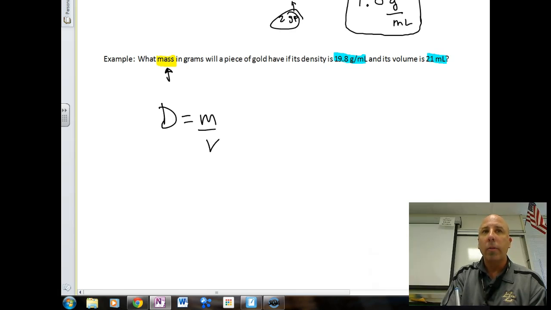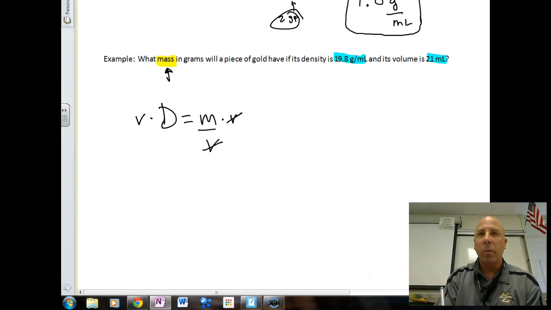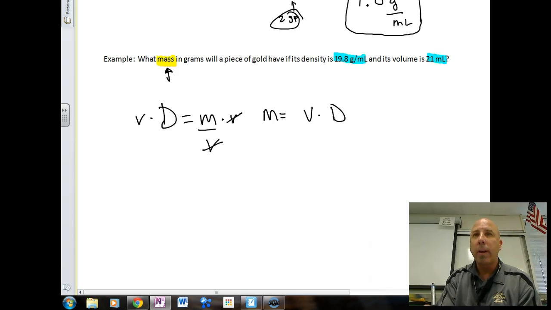but we are looking for mass. So we need to solve this equation for mass by isolating mass and making sure it's the numerator. So we're going to isolate this by multiplying both sides by volume. And then volume will cancel on this side, and we have now manipulated our equation so that it is solved for mass. So we can rewrite it as mass is equal to volume multiplied by density. So now we just need to plug our values in. So it told us that we have a density of 19.8 grams per milliliter. We're going to multiply that value by 21 milliliters, which is our volume.